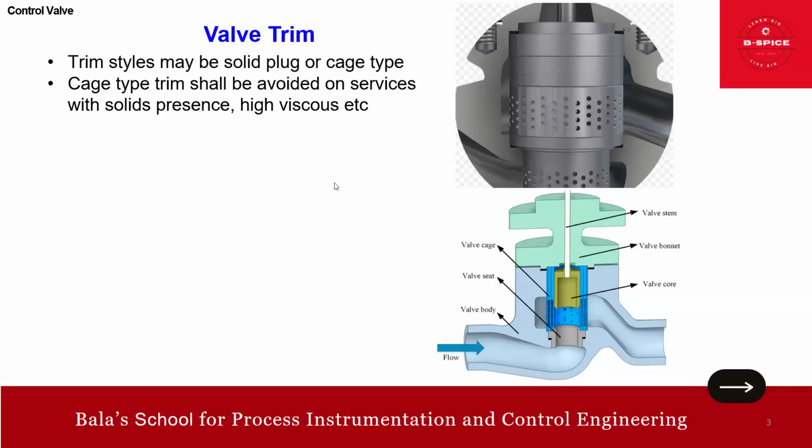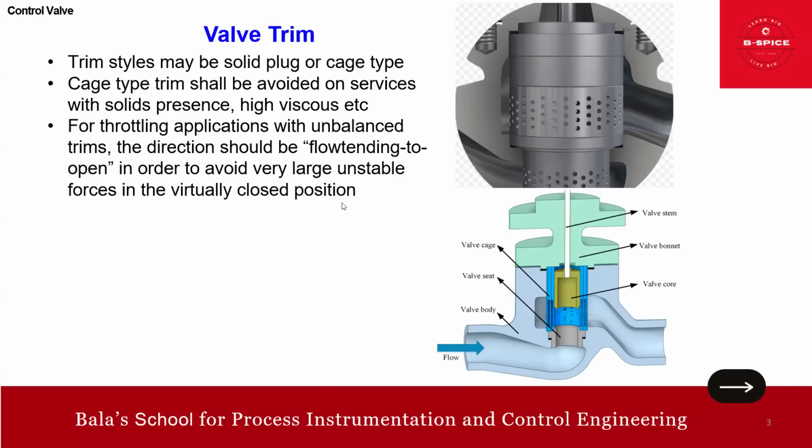Okay, coming back to this subject. Cage type trim shall be avoided on services with solids presence and high viscosity. So that is the disadvantage actually. If it is solid or high viscous, it will get clogged here. So that is the point, friends.